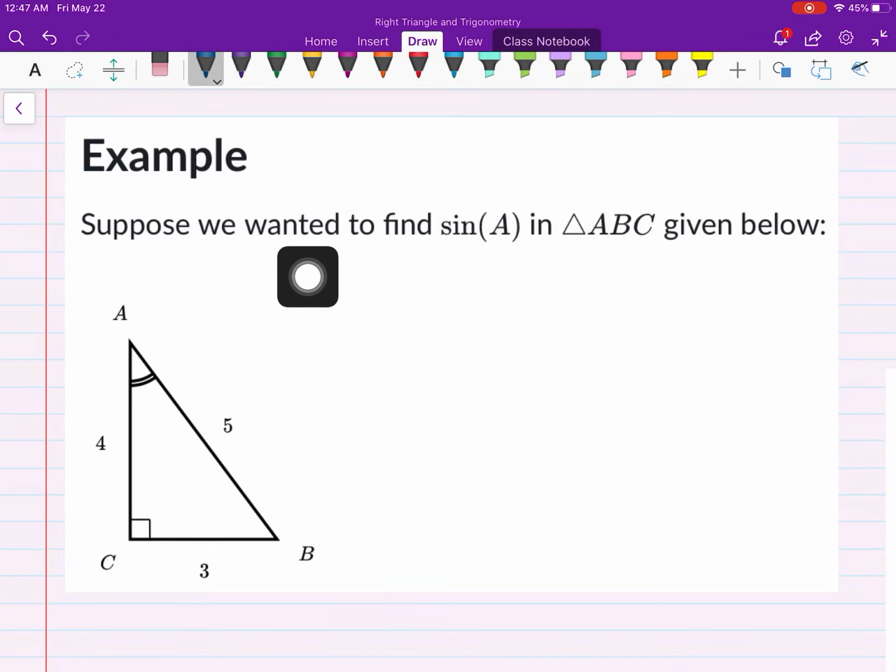Alright, guys, so let's go ahead and get started on example 1 here. Now, on this one, it says that suppose we want to find sine of A based on triangle ABC, and here's our triangle ABC. Now, they are asking us to find sine of A.